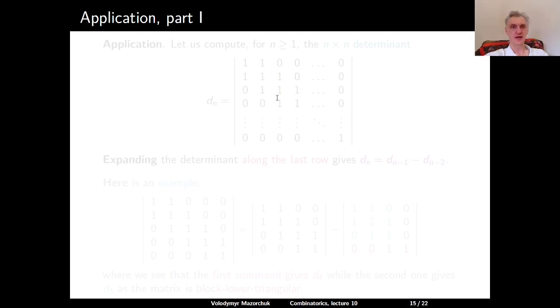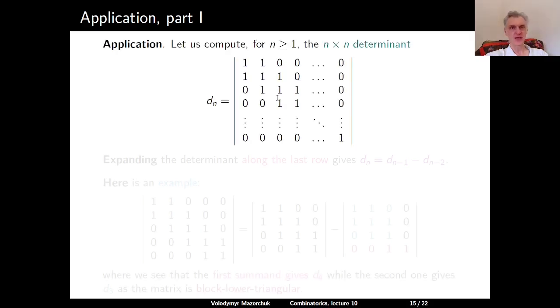Let's now discuss an application of this theory. Let us compute for n greater than or equal to 1 the n times n determinant of the following form. So we have the n times n matrix, where the main diagonal consists of 1s, the diagonal just above and just below it also consist of 1s, and the rest is 0. That's usually called the tri-diagonal matrix. Let's denote its determinant by d_n.